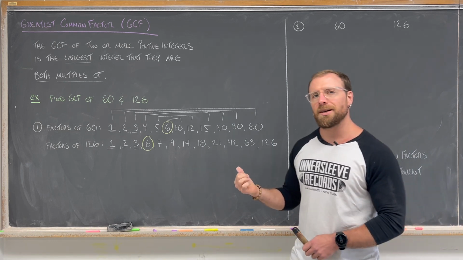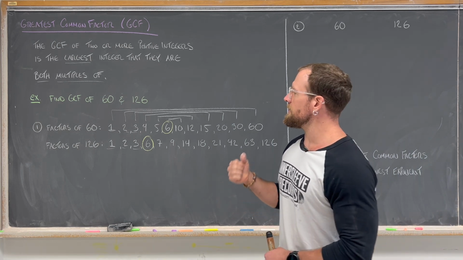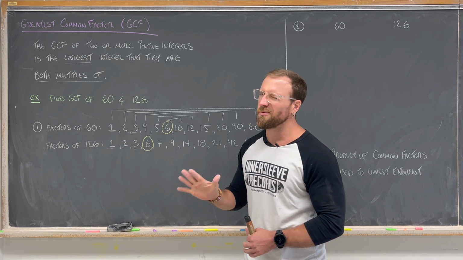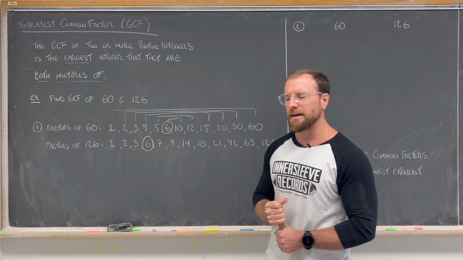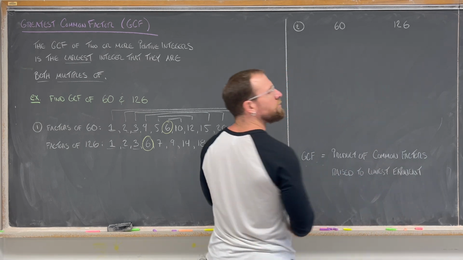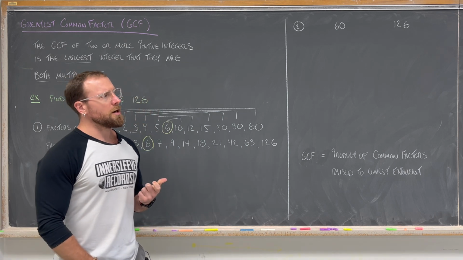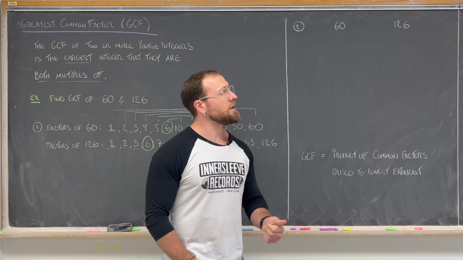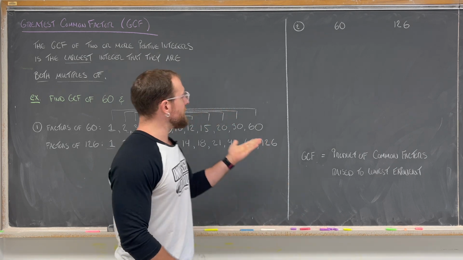Now, that's not a very sophisticated way of doing this. This is a very brute force way of doing it, listing all of the factors. And it won't really translate well into algebraic expressions. But there's another way to look at this. It has to do with prime numbers. You might know that a prime number is a number whose only factors are 1 and itself. Now, 60 and 126 are obviously not prime.